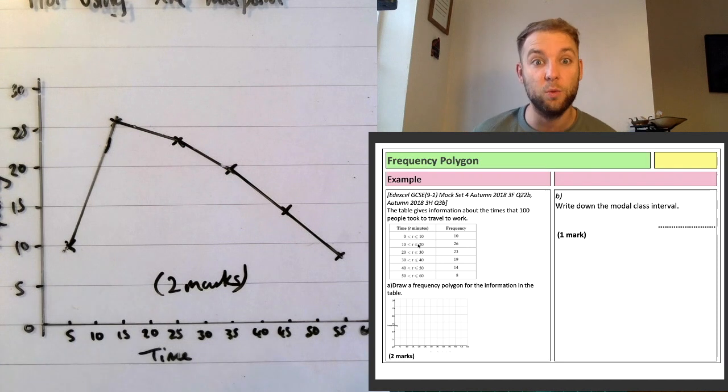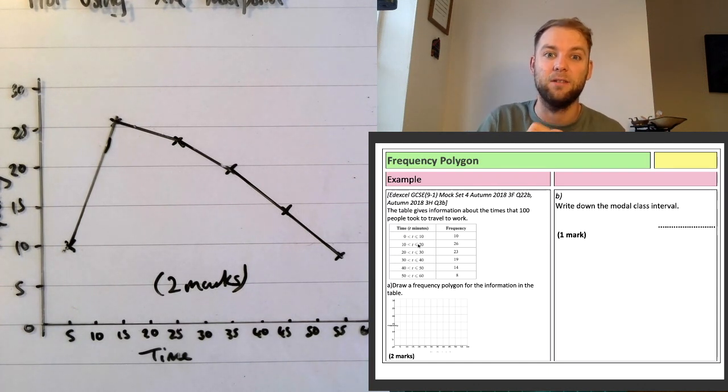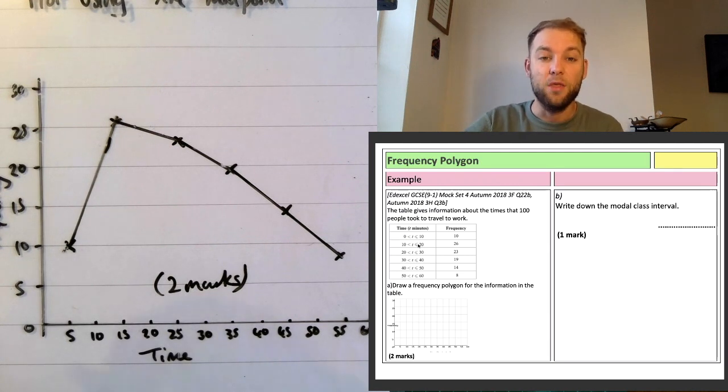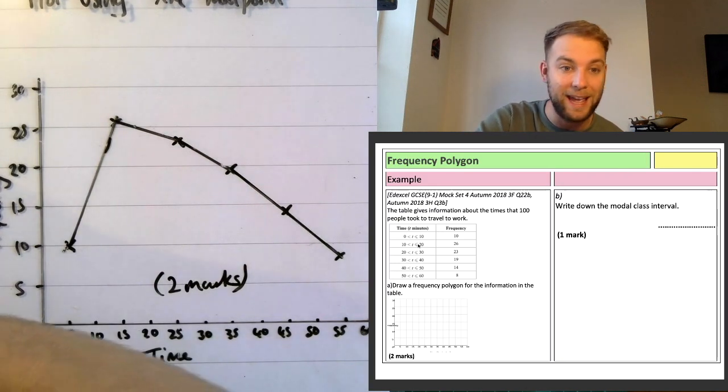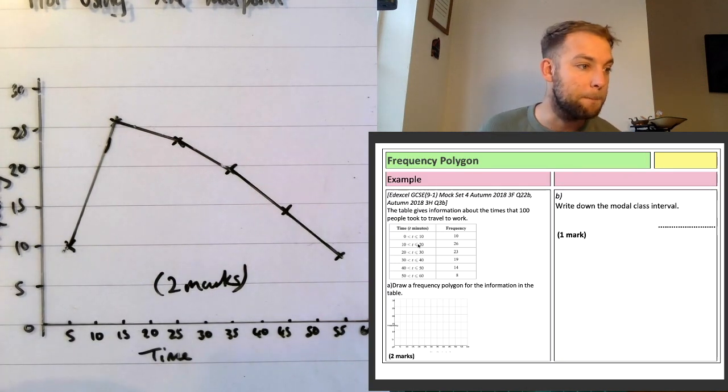So part B says write down the modal class of this, and again, it's all about pushing you and stretching you. Do you understand what this data means? So modal class, let's think about what the word modal means. Now you might have seen this from the averages. So hey diddle diddle, the median's in the middle. You add and divide for the mean. The mode is the one which is the most. The modal mode is the most. So which one here is the most?